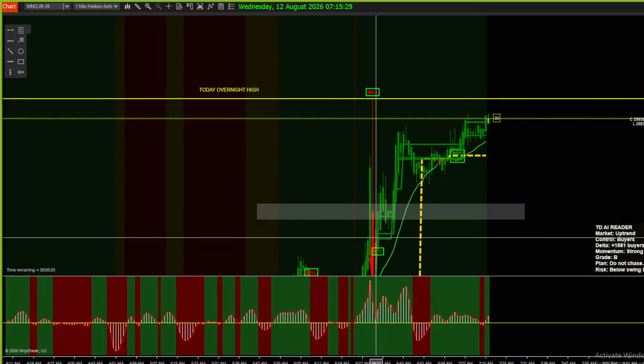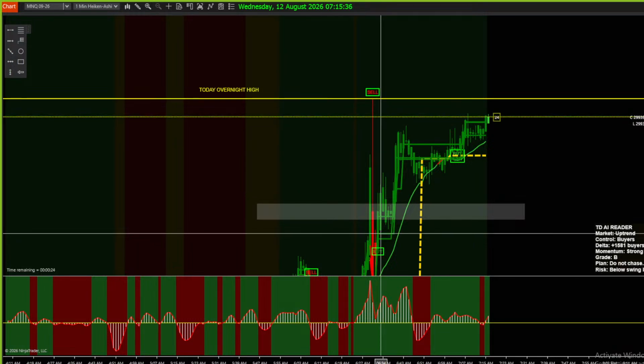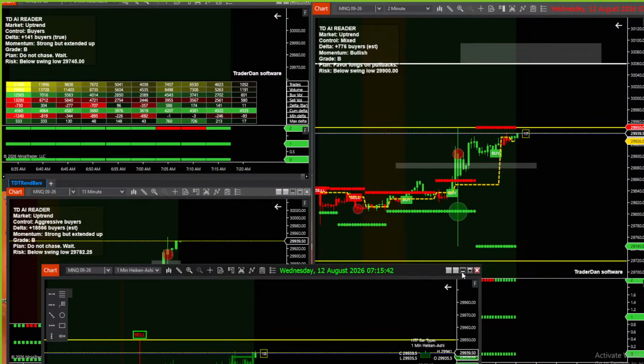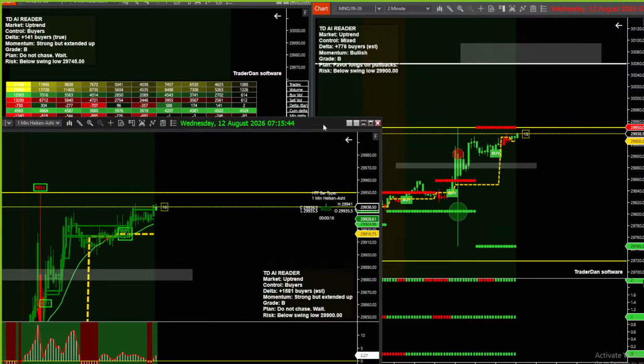1,581 buyers estimated. Momentum strong but extended up. It's a B trade. Do not chase. That's below your swing low. We're looking for pullbacks. It's kind of cool.